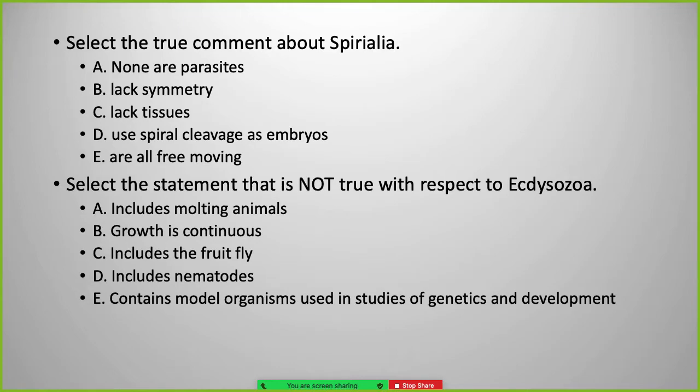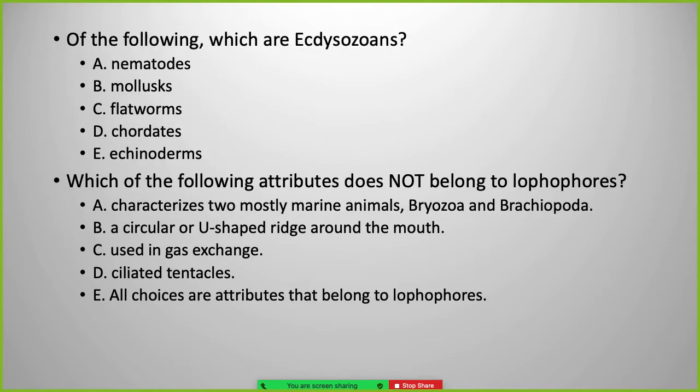So growth is continuous, like how we grow would be continuous. We're not shedding new things. So we just continue on. But with the Ecdysozoans, they have to shed everything. So it's not continuous. Of the following, which are Ecdysozoans? A, nematodes. Which of the following attributes does not belong to the lophophores?